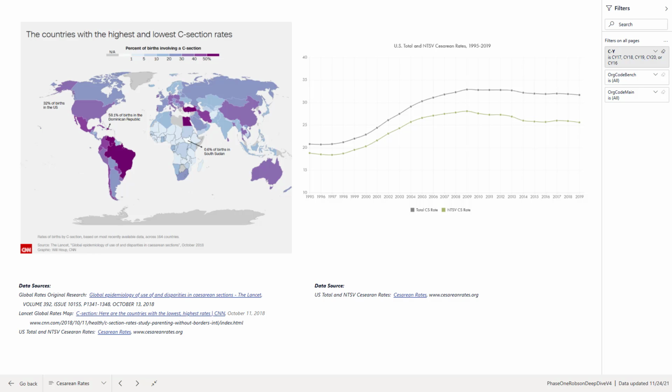Identifying ways of lowering CS rates is only possible when the causes of those high rates are understood at a very granular level. And that's what the 10-group classification system does. It identifies distinct populations of delivering mothers and makes it possible to analyze rates for those groups in isolation.